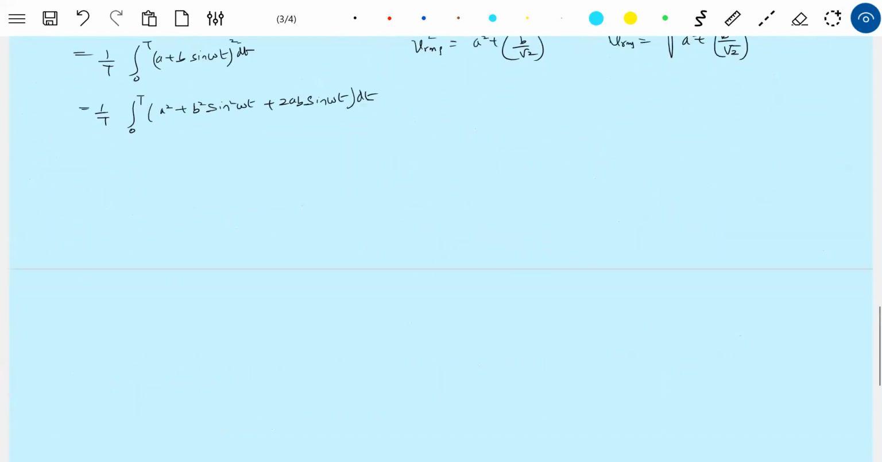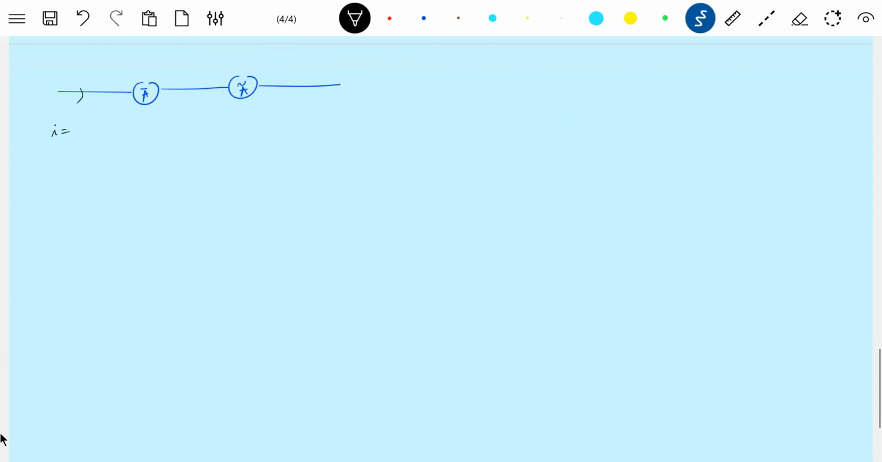Let me give one numerical. I have a branch where a DC ammeter will show like this, an AC ammeter will show like this here, and a current of i equal to 8 plus 6 sine omega t is flowing through that branch. What will be the reading of the DC ammeter and the AC ammeter?